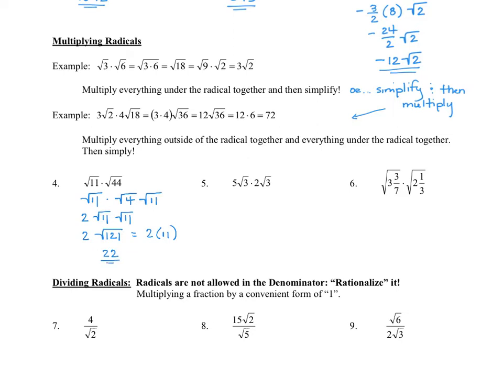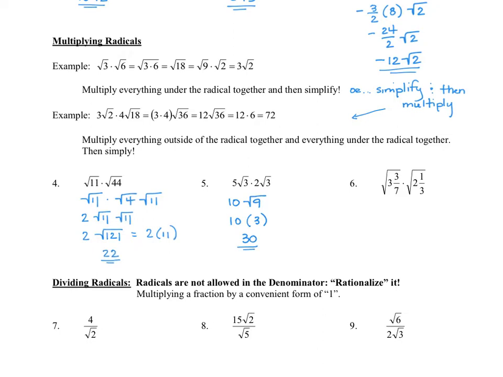In example number 5, we're going to multiply what's outside and what's inside. So what's outside is 5 times 2, so that's 10. What's inside is 3 times 3, so we'll be left with rad 9. The square root of 9 is 3, and 10 times 3 is 30.